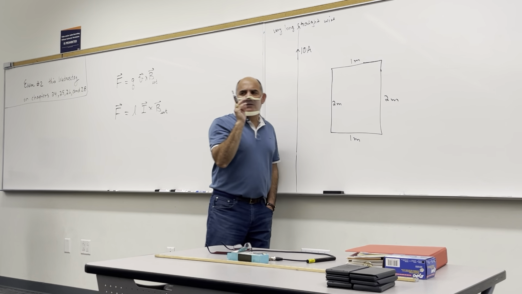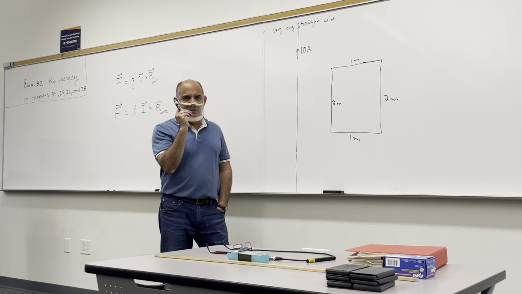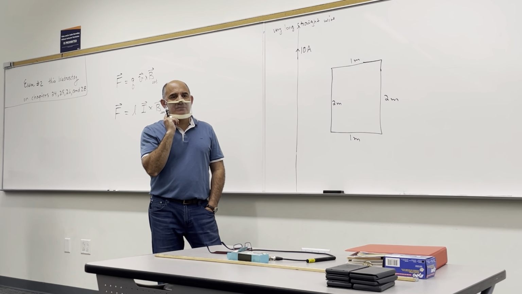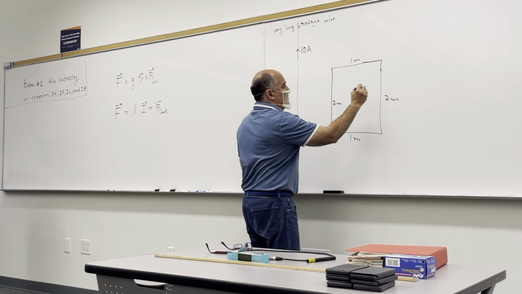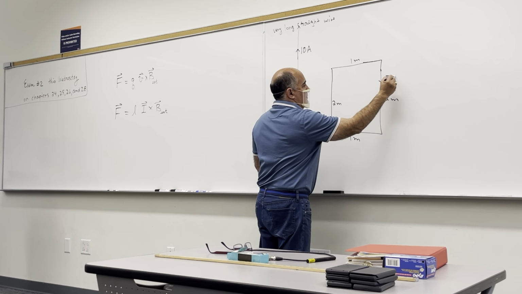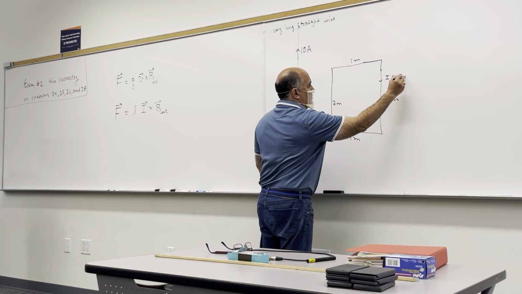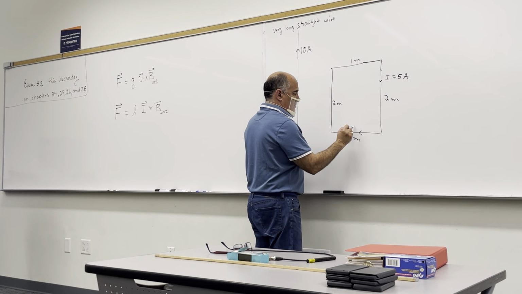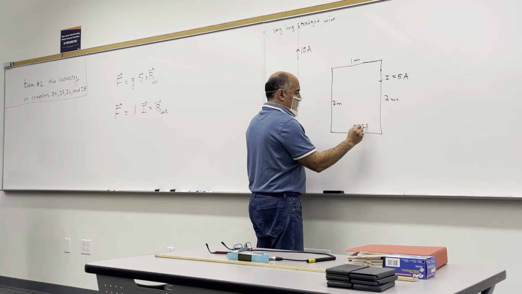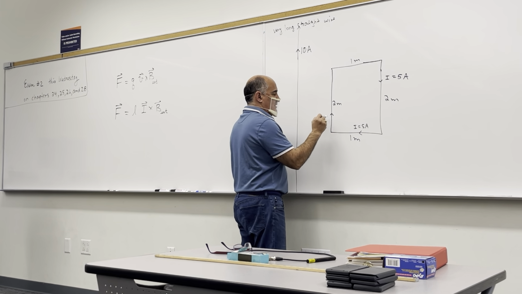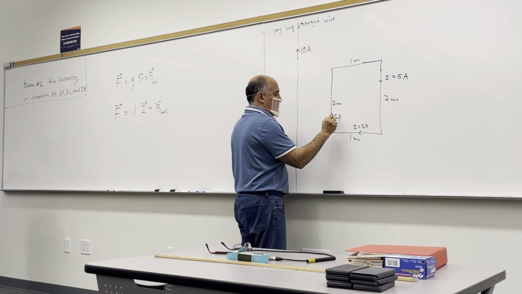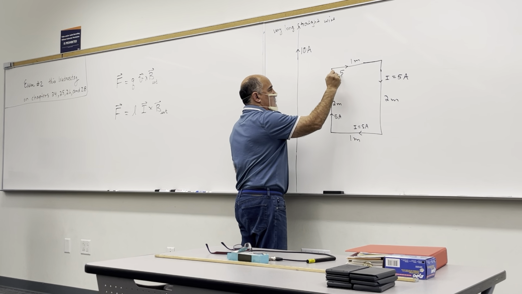Would you like the current to be in the clockwise or counterclockwise sense? I'll let Mary choose. Clockwise? Clockwise. So let's make the current, how about I make it 5 amps? Right, it'll be this way. On this segment is going to be 5 amps up. On this segment, it'll be 5 amps to the right.